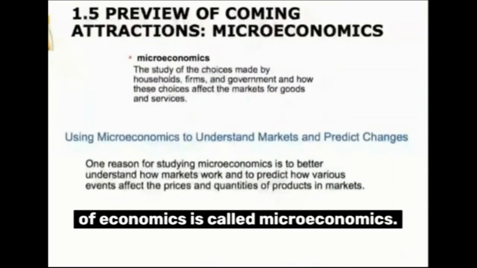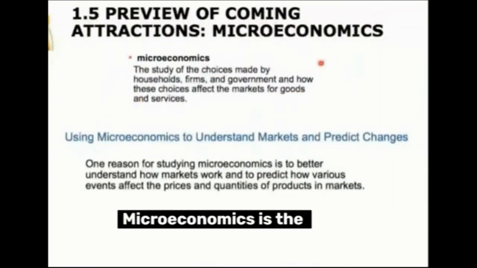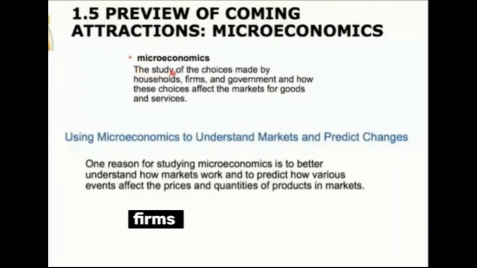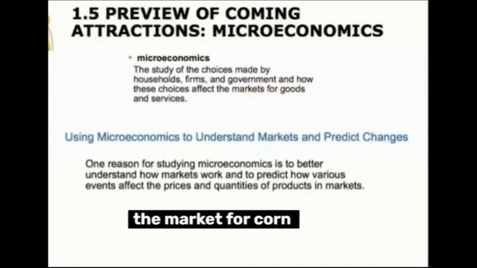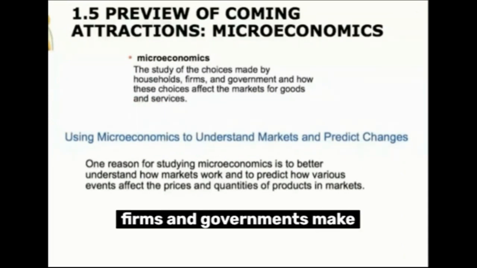The other subdiscipline of economics is called microeconomics. Microeconomics is the study of choices made by households, firms, and the government, and how these choices affect specific markets for goods and services. So where macroeconomics looks at the entire economy of a nation, microeconomics looks at one market, say the market for corn, or the market for gasoline, or the market for labor, and how the choices that households, firms, and governments make affect those markets for goods and services.